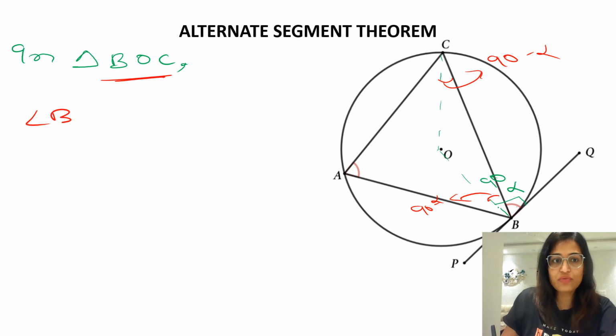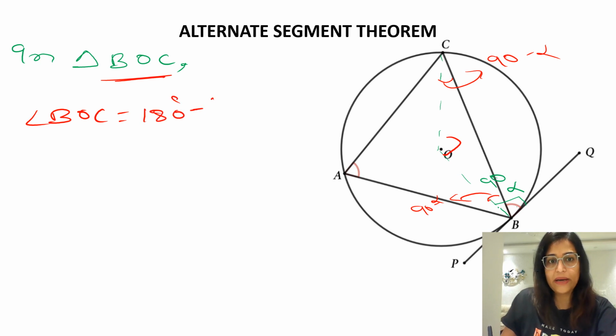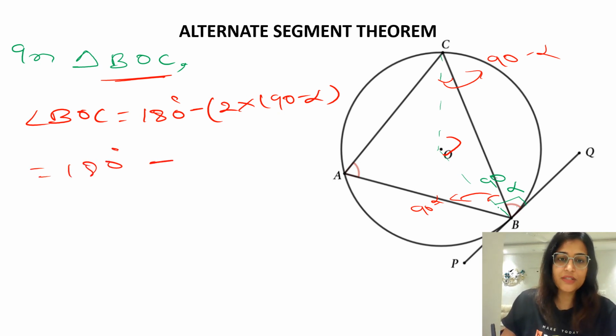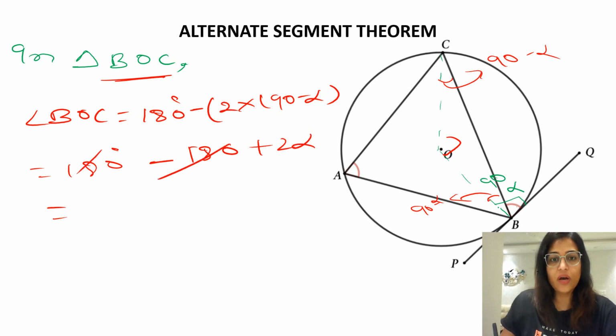So angle BOC would be what? If I talk about the central angle BOC, it would be 180 degrees minus 2 into (90 minus alpha). All right, so it's 180 degrees minus (180 minus 2 alpha). This 180 will be 0, leaving 2 alpha. So this central angle is coming as 2 alpha, right?